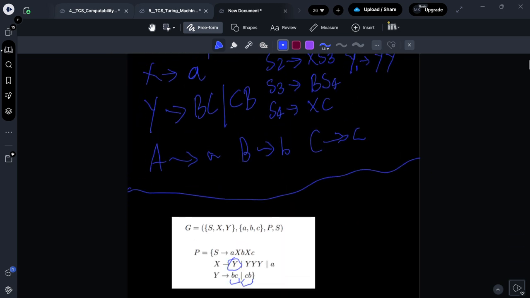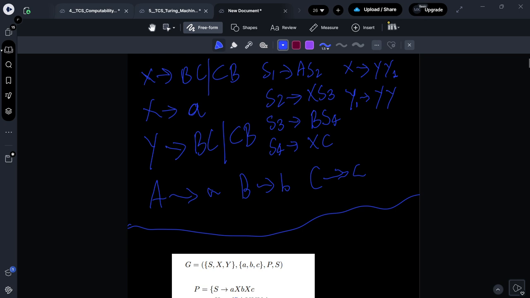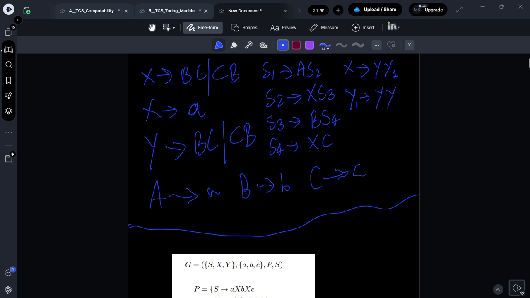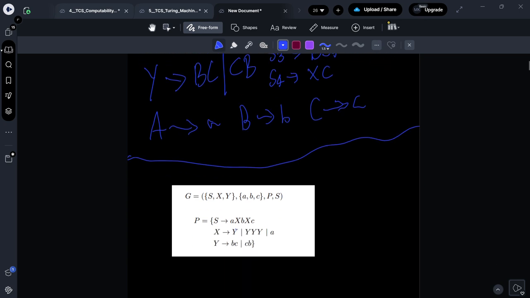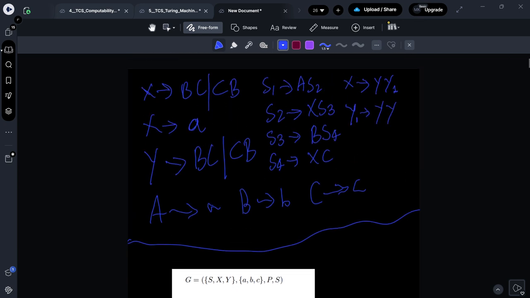Now, after that, the second step. This is the y goes to, and x goes to bc and cb instead of y. So we removed that rule. Then we have remaining rules left. For the remaining rules left, we make everything capital, and after making everything capital, we then distribute them into new variables, making sure that we only have 2 left.